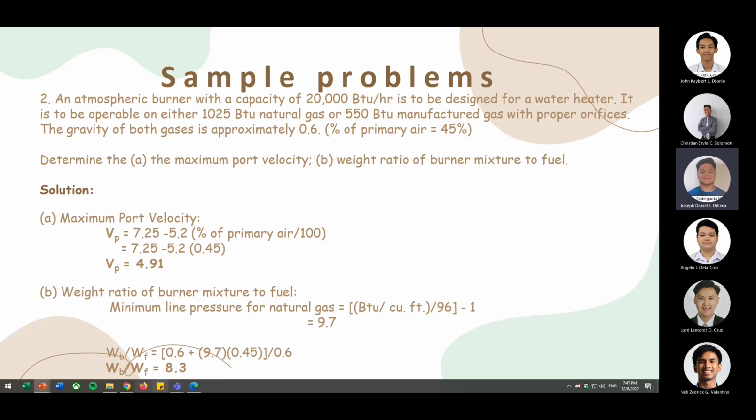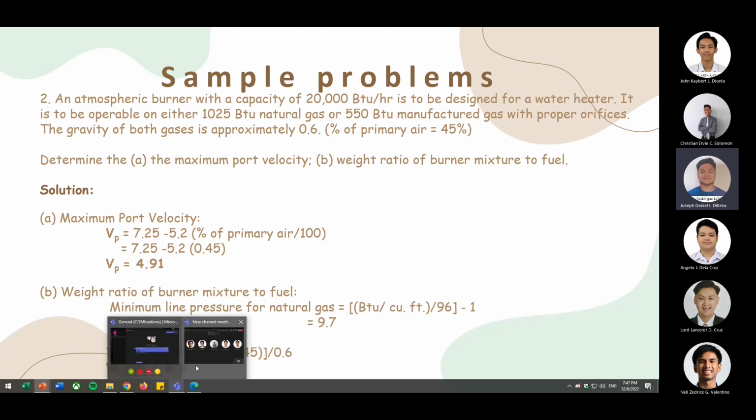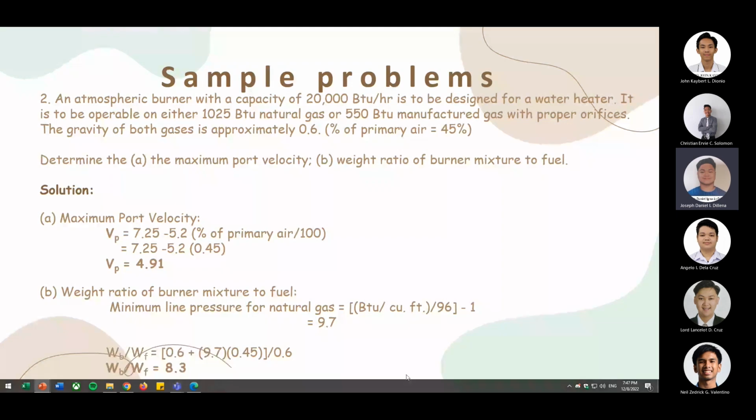Now, for the solution, we use the given formula for the maximum port velocity, which is equal to 7.25 minus 5.2 multiplied by the percentage of primary air over 100. The given percentage of primary air is 45%. The answer for maximum port velocity is 4.91.